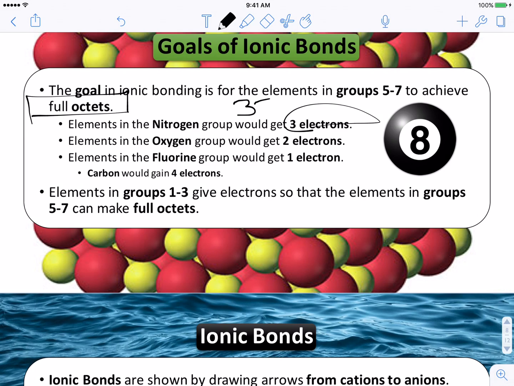If you're in oxygen, the oxygen group, you have 6 valence electrons, so you want 2 more electrons. So you want a charge of 2 minus to get to that full octet. If you're fluorine, you only need to get 1 more electron, so that means you want 1 more negative charge to get a full octet of 8 electrons. Elements in groups 1 through 3, remember, are giving the electrons. They're having them stolen from them, so that those elements in 5 through 7 can make full octets. So basically, the elements in groups 1 through 3 are kind of sacrificial lambs, okay? They're giving away electrons to the guys in 5 through 7 so they can get full octets.